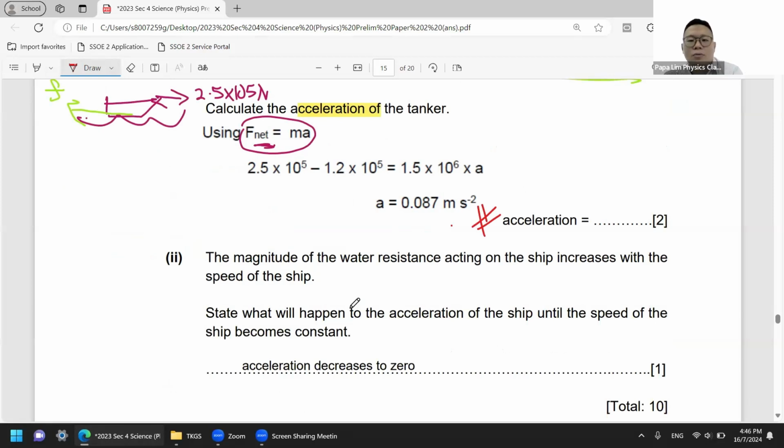The common one that we look at is terminal velocity, when the resistance actually increases. The most common way that you see this particular scenario is when I drop the ball. When I drop the ball through air, as the ball goes faster, the resistance actually increases. So instead of using water resistance, the common question will be air resistance.